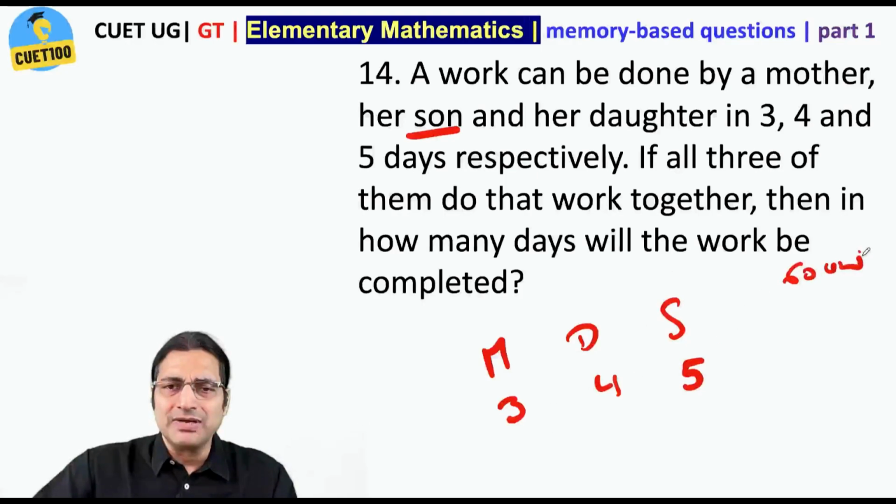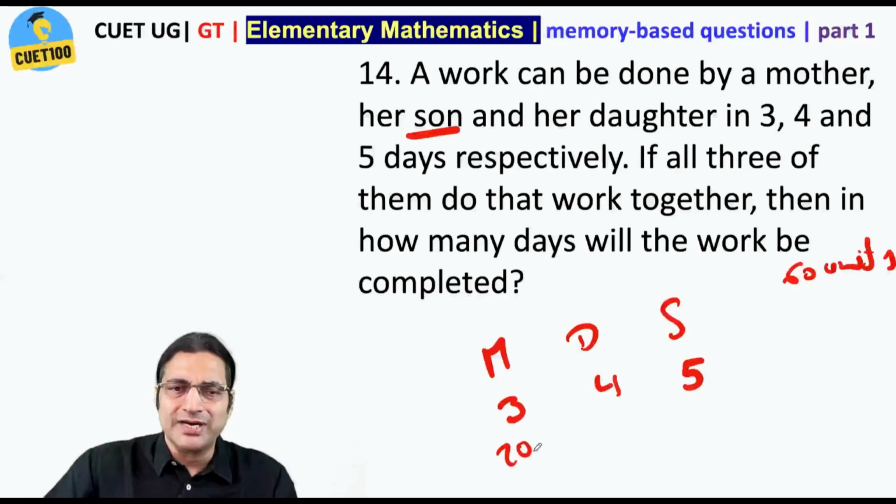All right. Okay. This we do just for the ease of calculation. So in one day, mother does how many units? In 3 days, she does 60 units. So in one day, 20 units. All right. Daughter does how many units? 15 units. And the son does 12 units.